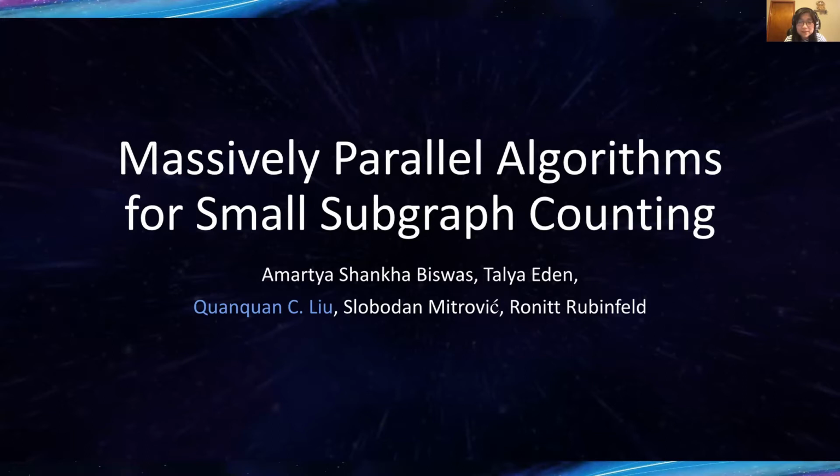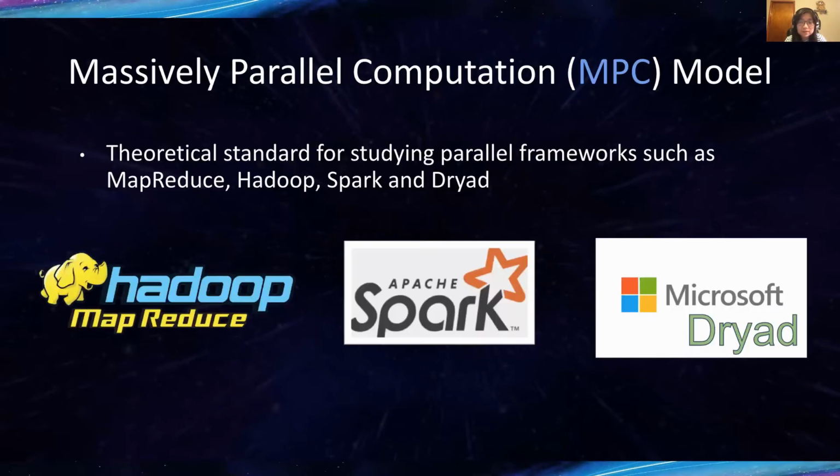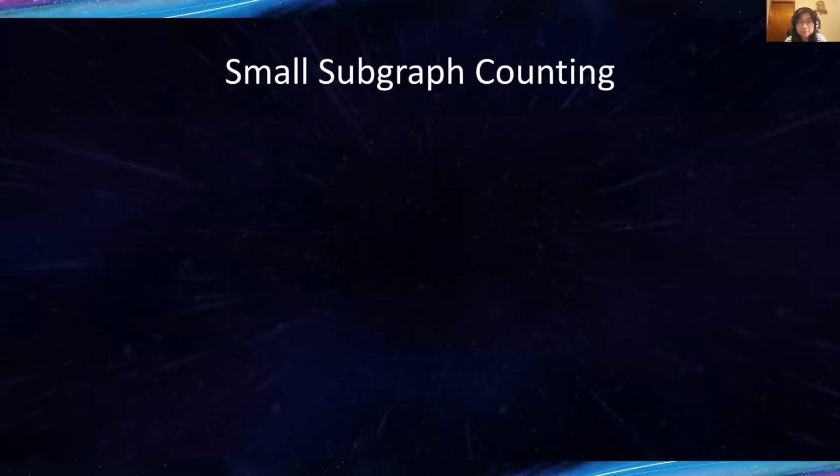I want to start by giving a brief 1-minute motivation for why we are interested in this problem. The massively parallel computation model, or the MPC model, is a model used to theoretically study algorithms operating in parallel frameworks. With the growing popularity of frameworks and programming models such as MapReduce, Hadoop, Spark, and Dryad that distribute computation across many machines and then perform such computation in parallel, the MPC model has become the theoretical standard for studying algorithms in such massively parallel frameworks.